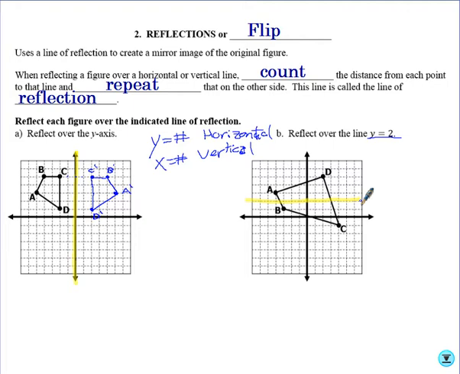Same thing, we're just going to count how far away each point is from that line. A is 1 point away, so we put A prime here. B is 1 point away, so we put B prime here. D is 1, 2, 3, and we count again, 1, 2, 3. That's D prime. And then C is 1, 2, 3, 1, 2, 3. So C prime goes here. Again, just connect the dots. It does look a bit messy because we are all over the shape, but that's our reflection over y equals 2.